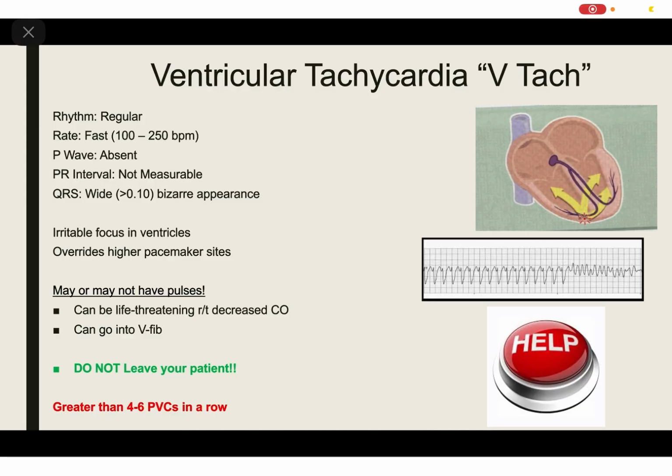Ventricular tachycardia, VTAC, we already talked about, can go into VFib. It's fast, 100 to 250 beats per minute. P to R, not even measurable. There are no P waves. The QRS is super wide, greater than 0.10 seconds, and overrides everybody. This yells the loudest, and whoever yells loudest in the heart gets to be the primary pacemaker. And so we don't want to leave this patient alone. We want to call a staff assist or a code blue for a patient like this.